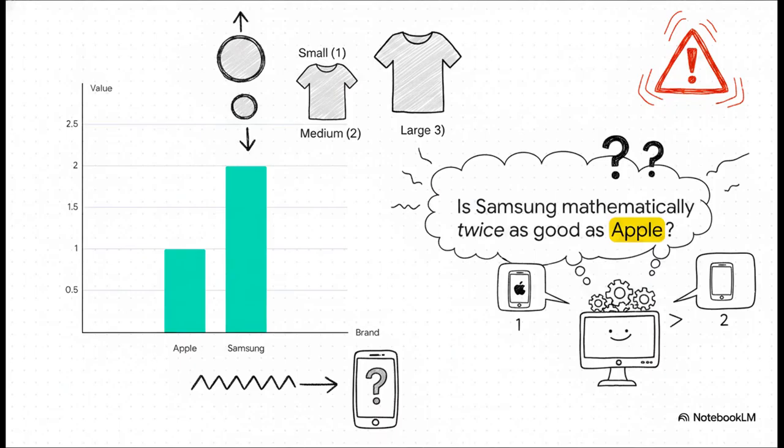But, and this is a huge but, you've got to be incredibly careful here. There's a major hidden danger to label encoding. You really only want to use this method if your categories have a natural built-in order, like small being 1, medium being 2, and large being 3. If you use it for unordered categories, like our smartphone brands, the computer might look at the data and hilariously assume Samsung is mathematically twice as good as Apple. Why? Just because its assigned number 2 is strictly greater than 1. It literally tries to do math on your arbitrary labels.